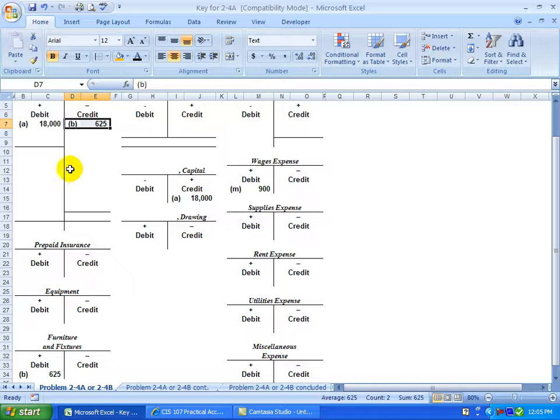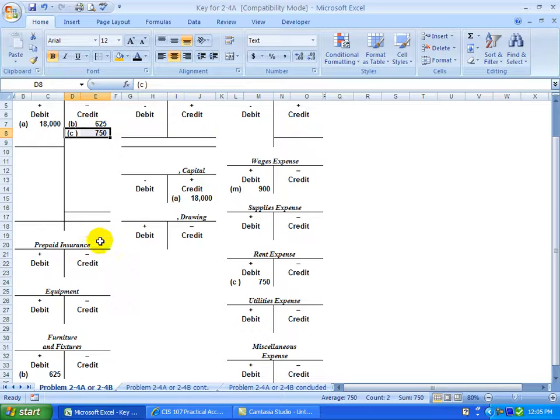Looking at letter C, we paid the rent for the current month, $750. So rent expense is going up. This is letter C on the plus side, and our cash is going down. So here's letter C on the credit side of cash.